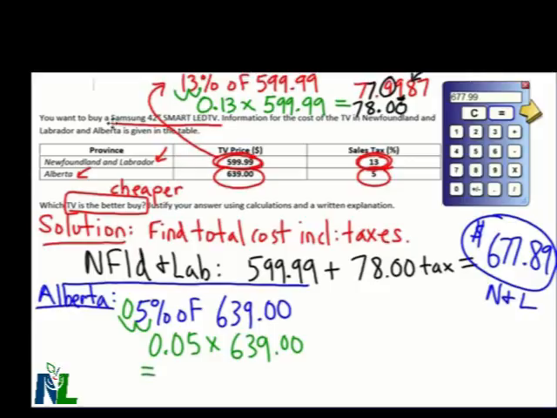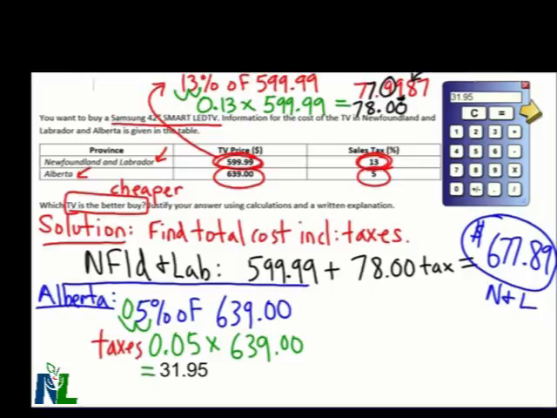And we'll go to our calculator to work that out. So we get 0.05 multiplied by 639.00. We got 31.95. That's a reasonable answer, I believe. 10% of 639 is around 64. So 5% being half should be around half of 64. Looks good. So that's our taxes in Alberta.